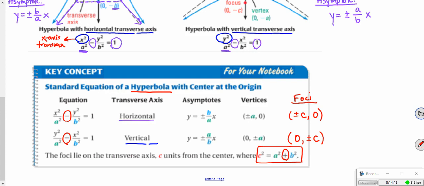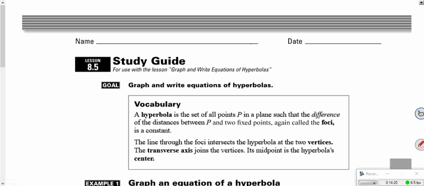Okay, now let's get to the front page of our study guide. I don't know why my board has this bad delay today. It's kind of bugging me.